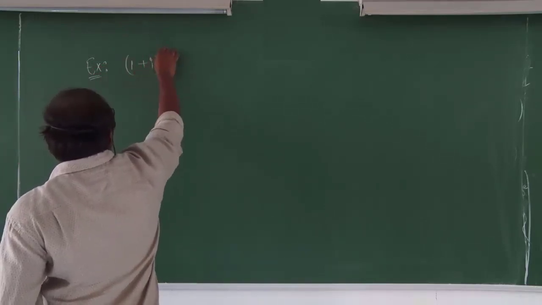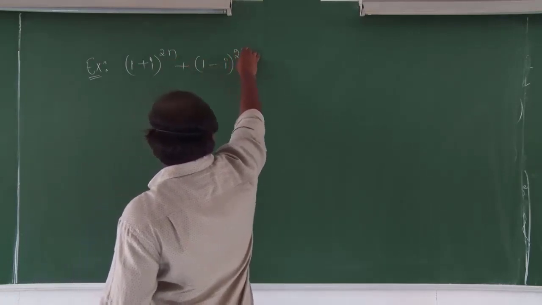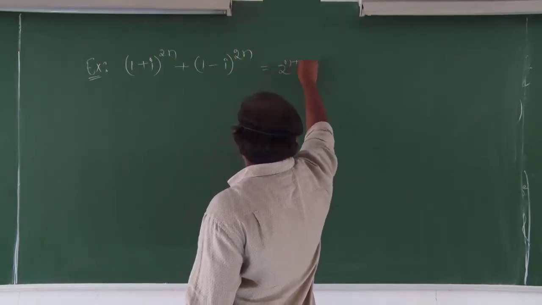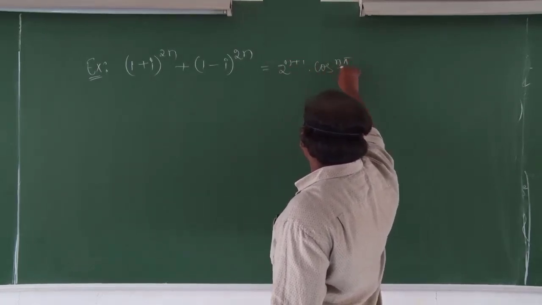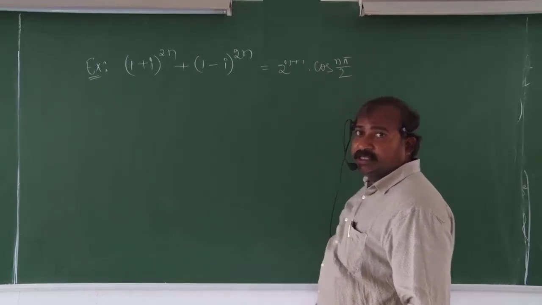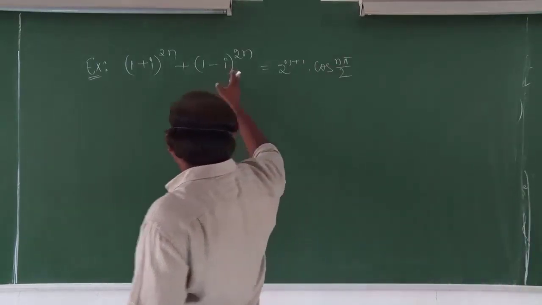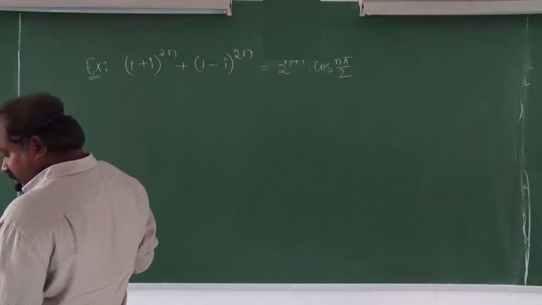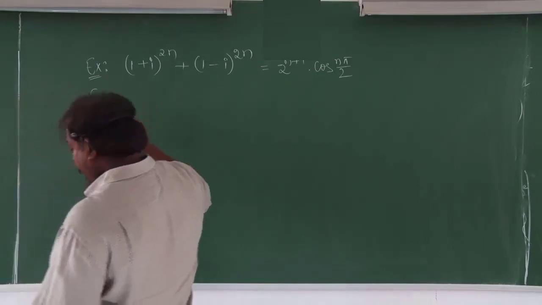One example bit they have given: (1 plus i) whole power 2n plus (1 minus i) whole power 2n equal to 2 power n plus 1 into cos of n pi by 2. Prove that this is the bit. (1 plus i) whole power 2n plus (1 minus i) whole power 2n equals this value. Try yourself only.